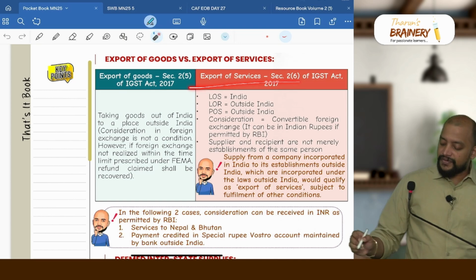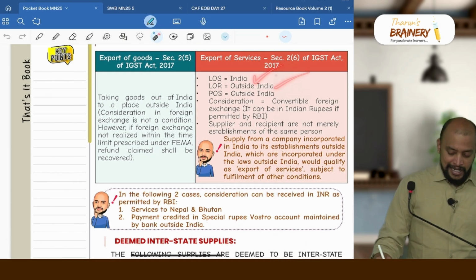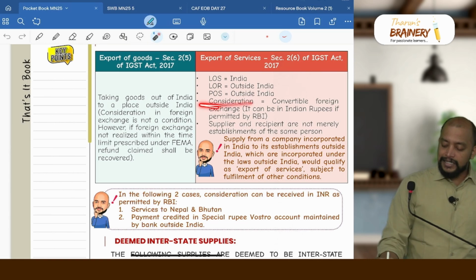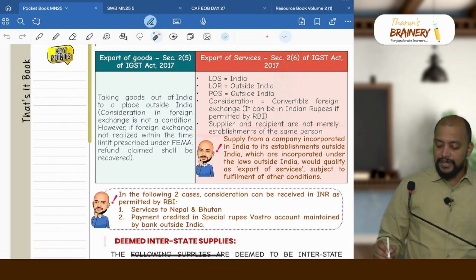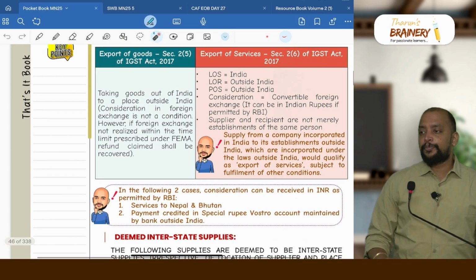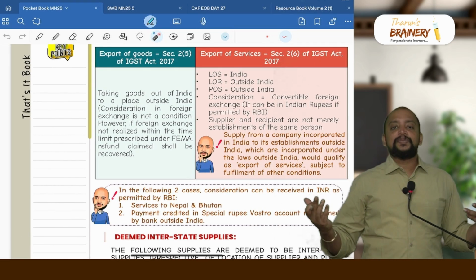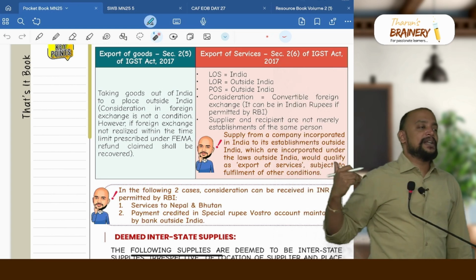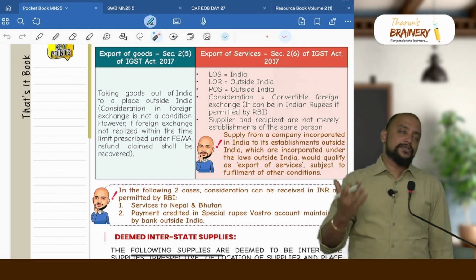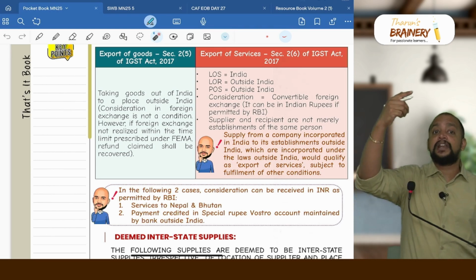Then for export of services, section 2 clause 6: the supplier should be in India, recipient outside India, place of supply outside India, consideration in convertible foreign exchange, and it can be in Indian rupees if permitted by RBI. Supplier and recipient are not merely establishments of the same person. And there is one important point. Suppose the recipient is the same establishment but incorporated separately. For example, I have a head office in India and a branch office outside India, and that branch office is separately incorporated outside India as per the law of that country.